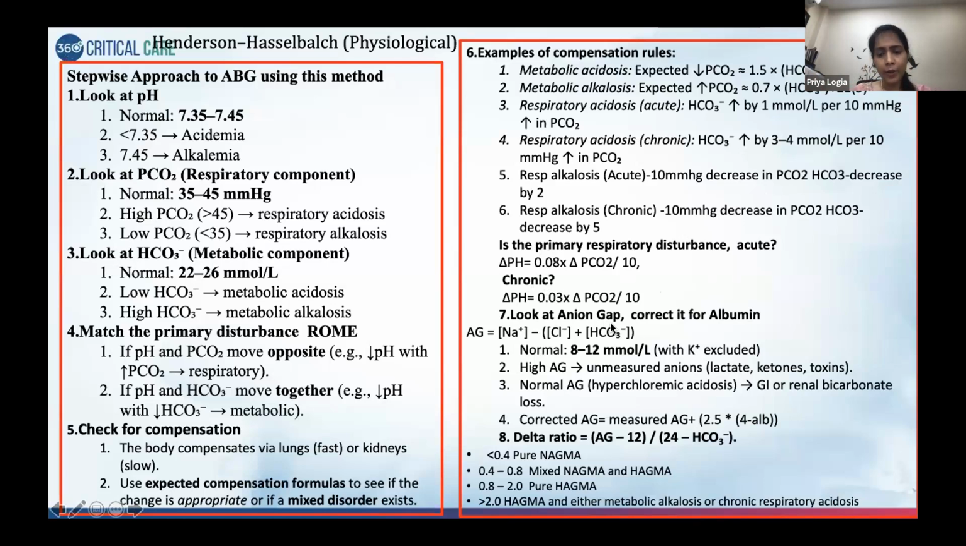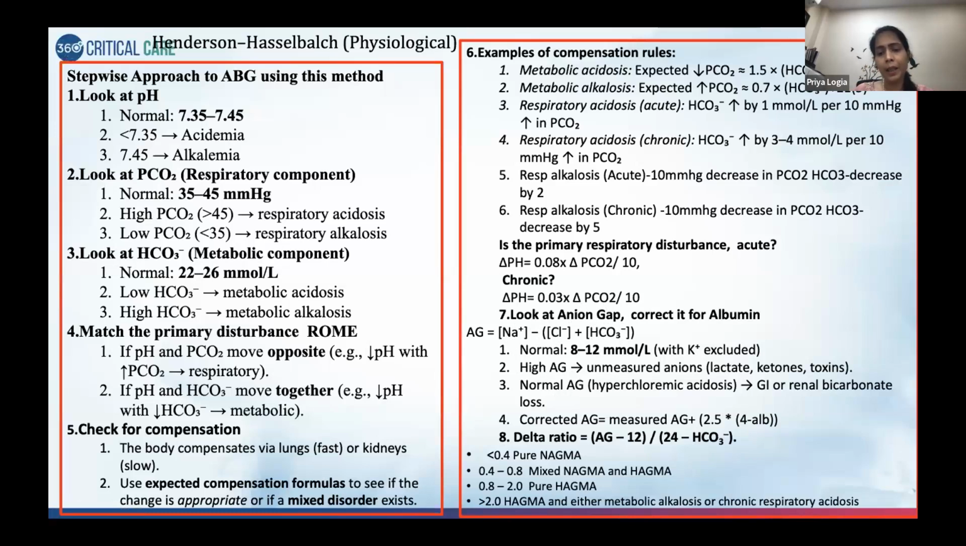Will you calculate the anion gap only for patients with metabolic acidosis? No. Even if the ABG looks normal, you'll have to calculate the anion gap. And the anion gap is always corrected for the albumin. So it is sodium minus chloride and bicarbonate. Normal is 8 to 12. We are ignoring the potassium here. So for causes of high anion gap metabolic acidosis and normal anion gap, we'll look at it later.